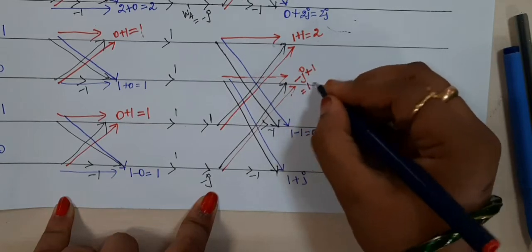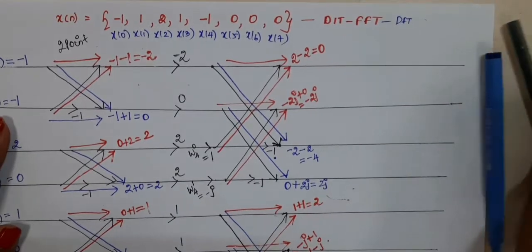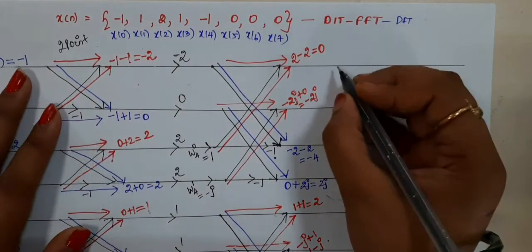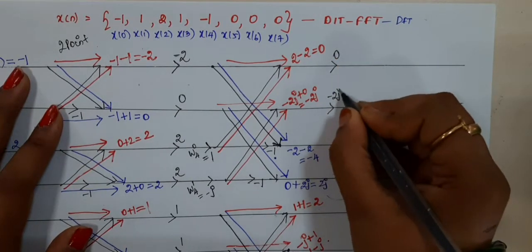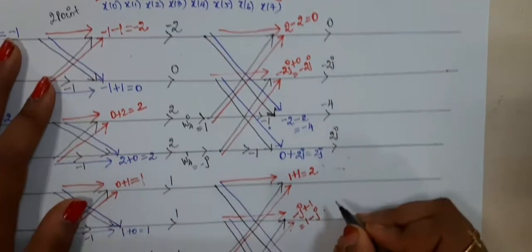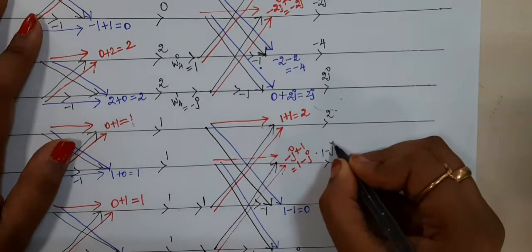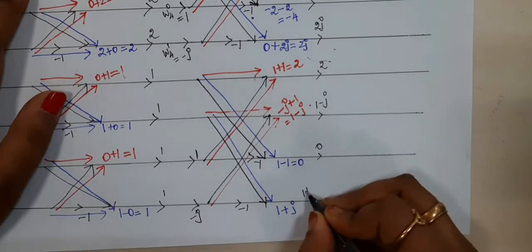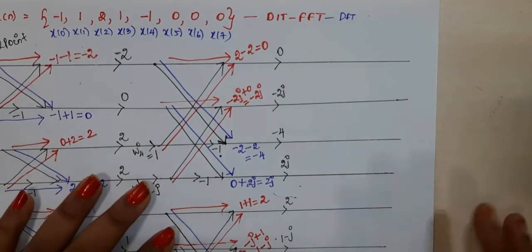So the value is 1 minus j. Now we got the values for all the things. If you follow it like this, you will not get any confusion, it is easy also. Okay, 0, -2j, and -4, this value is plus 2j, this value is 2, this value is 1 minus j, this value is 0, and this value is 1 plus j. So we completed the 4 point, and then we can draw the 8 point.